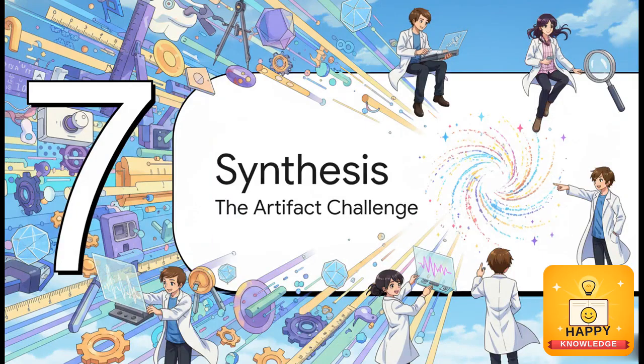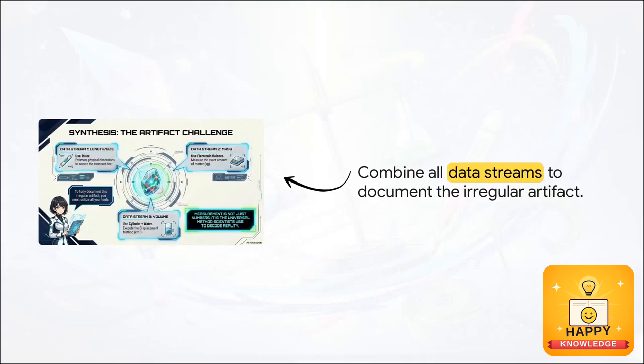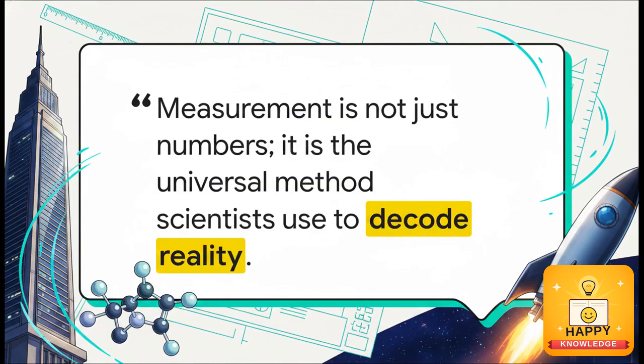Crazy, right? Which brings us to the final stage, synthesis, the artifact challenge. See, out in the real world, you rarely just measure length in a vacuum. You usually have to put all your tools together to investigate something, like, say, a mysterious irregular artifact. To figure it out, you've got to synthesize everything we just talked about. You'd grab your ruler to gauge its physical dimensions, you'd set up an electronic balance to find its exact mass in kilograms, and you definitely need a nice big graduated cylinder to do the water displacement method and crack its volume.